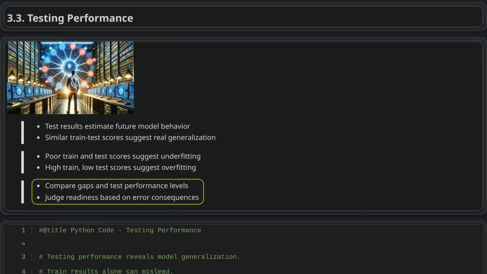When judging test performance, consider both the gap between training and testing results and how well the model actually performs on test data. A small gap can still mean underfitting if both scores are low, while a large gap may be acceptable if test performance meets the needs of the application. The required standard depends on the use case, so use test results to decide whether the model is ready for deployment or needs changes such as simpler design or better data.